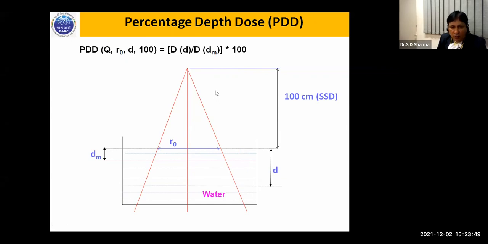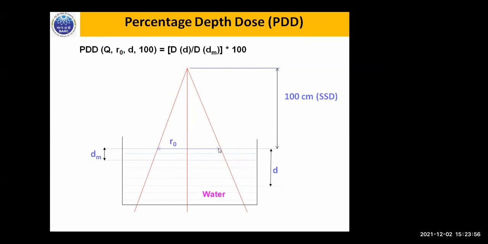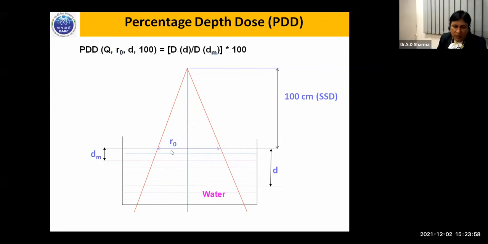One thing I wanted to point out here: if we are using percentage depth dose, the field size projected at the surface is the reference field size, or the surface plane is the reference plane for dosimetry calculation or determination of the field size and determination of other parameters required.